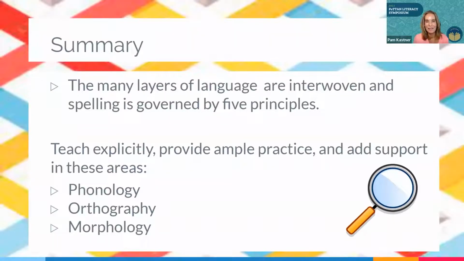This is the summary, right? There are many layers of language. They're interwoven and spelling is governed by those 5 principles, right? We can explain almost every single word in the English language through one of those principles. And today we are looking at student spelling through phonology, orthography, and morphology. It's visible language and it's pointing the way for instruction.